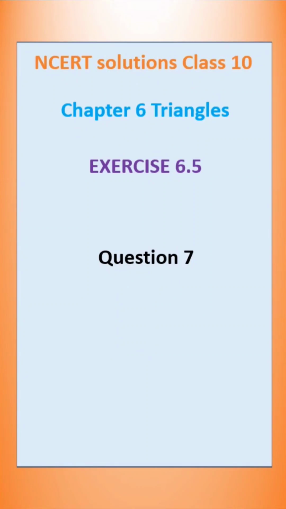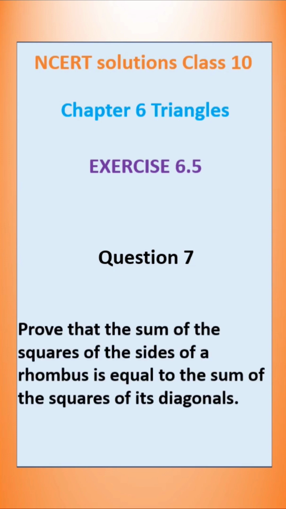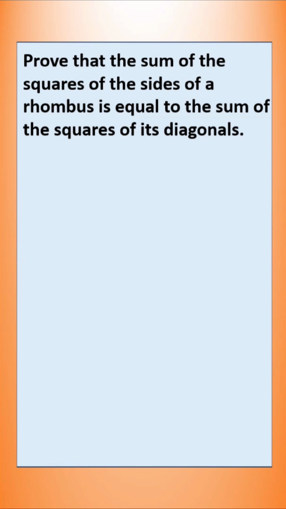In this video, let us solve question number 7 of exercise 6.5. The question is, prove that the sum of the squares of the sides of a rhombus is equal to the sum of the squares on its diagonals. What is given in the question?